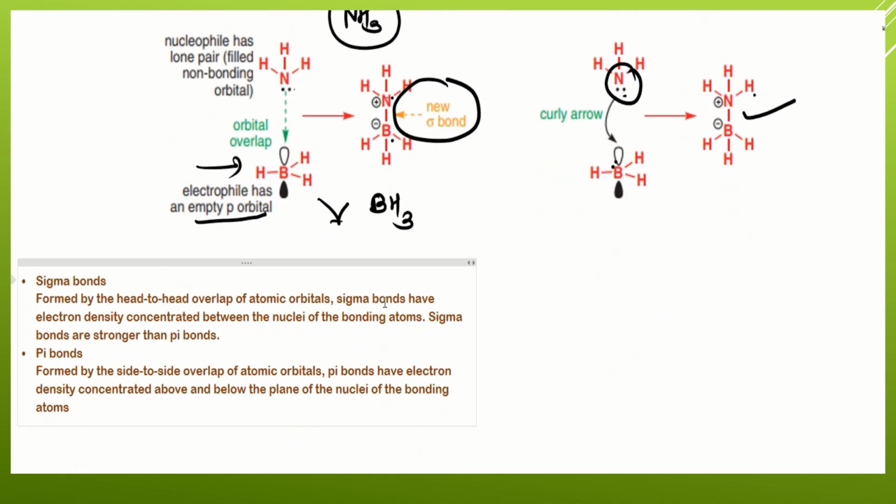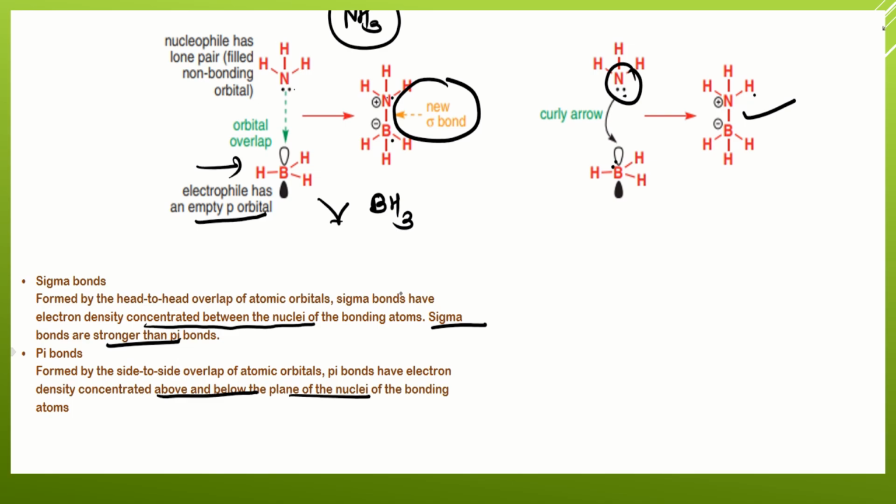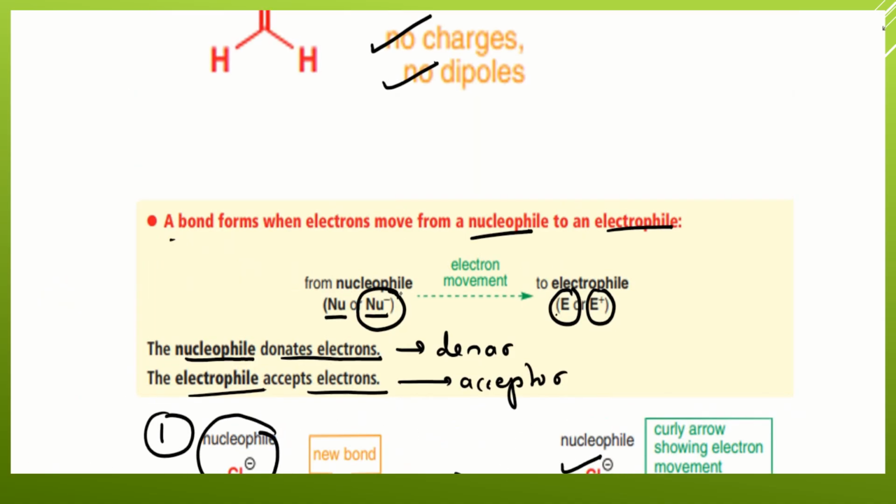I just added these definitions here, and we will summarize this. Sigma bonds are formed by the head-to-head overlap of atomic orbitals. Sigma bonds have electron density concentrated between the nuclei of the bonding atoms. Sigma bonds are stronger than pi bonds. Remember this. And what are pi bonds? Pi bonds are side-to-side overlapping of atomic orbitals, and pi bonds have electron density concentrated above and below the plane of the nuclei of the bonding atoms. Sigma bonds are stronger than pi bonds. Remember this.